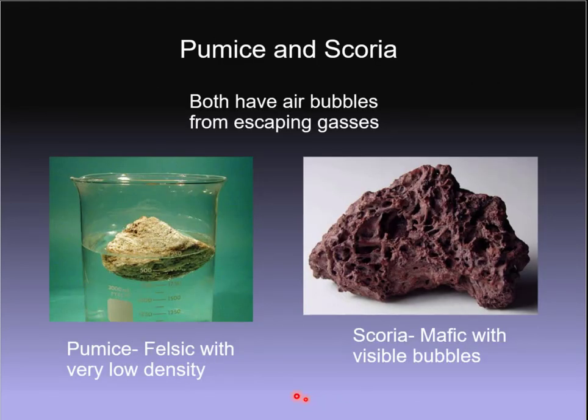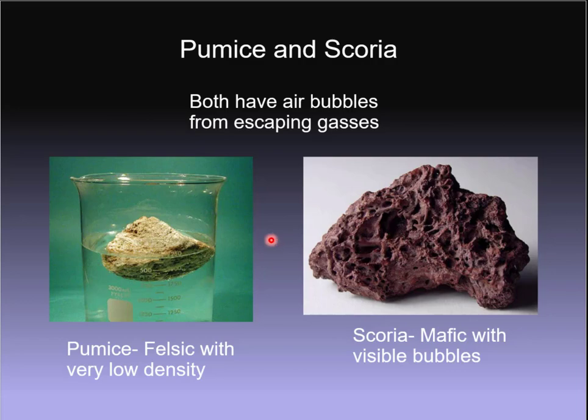A couple other things, though. Pumice and scoria. Both of these are vesicular igneous rocks in that they have air bubbles in them. Pumice is felsic and scoria is mafic. Pumice is a very light rock, has very low density, so low in fact that it will float on water. I don't know any other rock that floats. Scoria is not that light in weight or density, but it does have these large visible air bubbles where gas has escaped from it. When you go to the store to buy lava rock, you're buying scoria, either for your grill or landscaping or something like that.